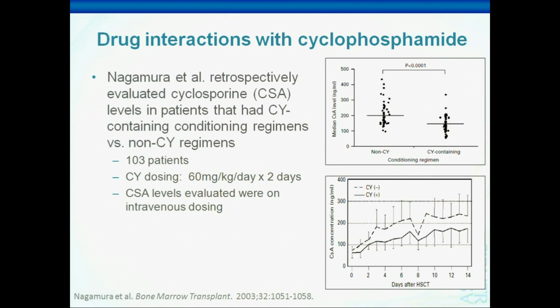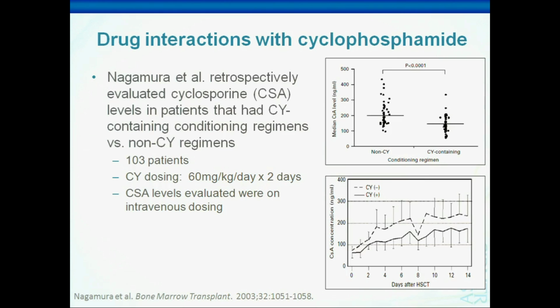In another study by Dagamira and colleagues, they retrospectively evaluated cyclosporin levels in patients that had cyclophosphamide-containing regimens versus those that had non-cyclophosphamide-containing regimens. They evaluated 103 patients. Of those patients that had cyclophosphamide in their regimen, they all had the same cyclophosphamide dose of 60 milligrams per kilo per day for 2 days. And all the cyclosporin levels were evaluated while these patients were taking intravenous dosing.